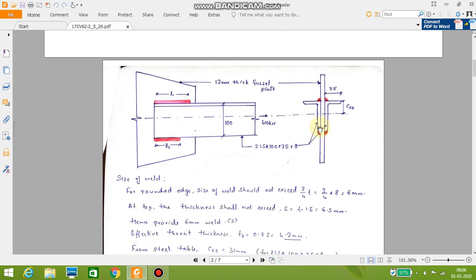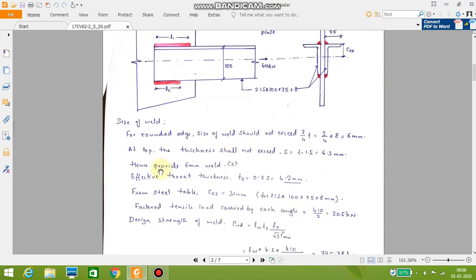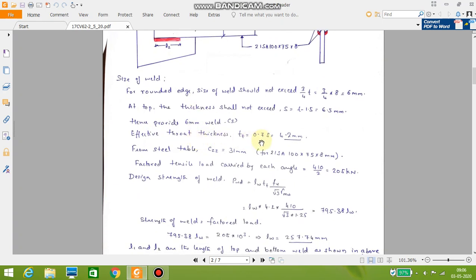So the thickness of the plate or thickness of the angle, whichever value is smaller, we have to consider that. So at the top, the thickness shall not exceed t minus 1.5, that is equal to 6.5 mm. So this is not a round edge, therefore it is t minus 1.5. It is 6.5 mm. Therefore we provide the size of the weld as 6 mm. So the throat thickness works out to be 0.7 times S, that is 4.2 mm.